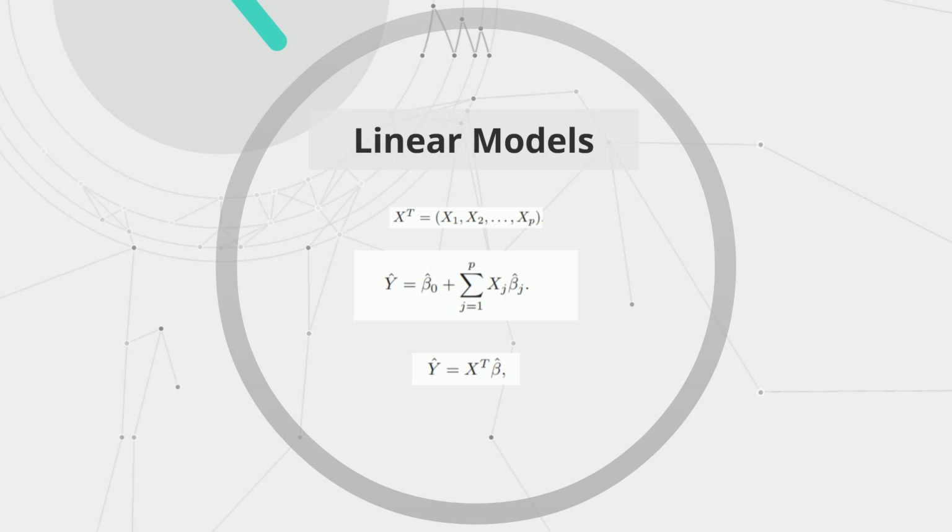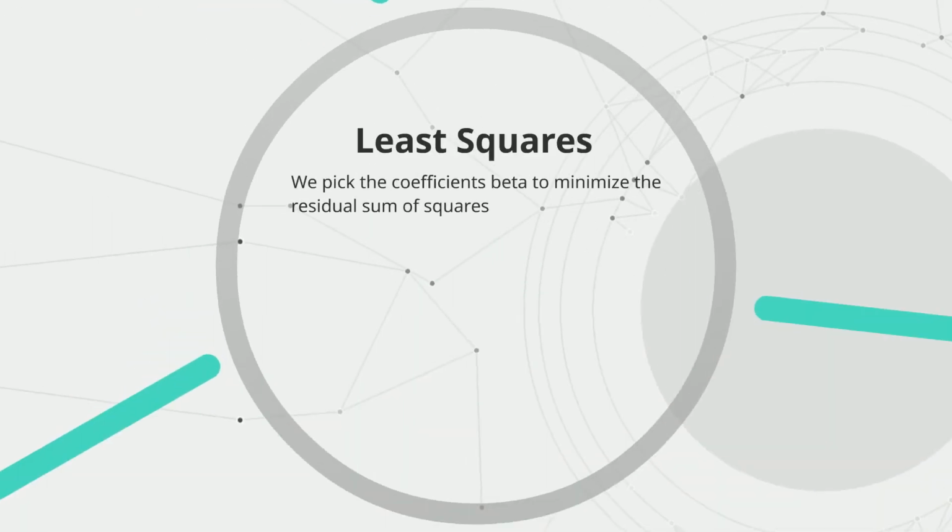So let's take a look at an example of this and how we'd actually solve this linear model. There are a couple of different methods for solving the linear model, being least squares and nearest neighbors. So let's take a look at the first one, least squares. How do we fit the linear model to a set of training data? There are different methods, but by far the most popular is the method of least squares. In this approach, we pick the coefficients beta to minimize the residual sum of squares.